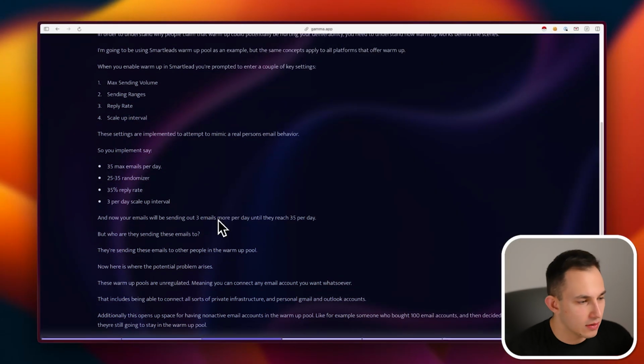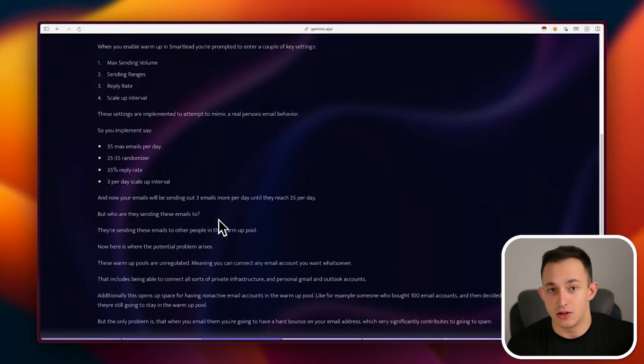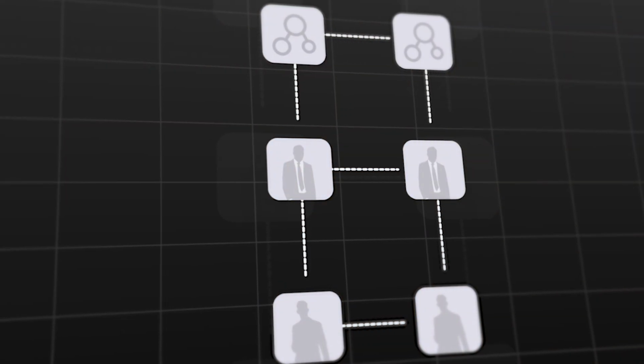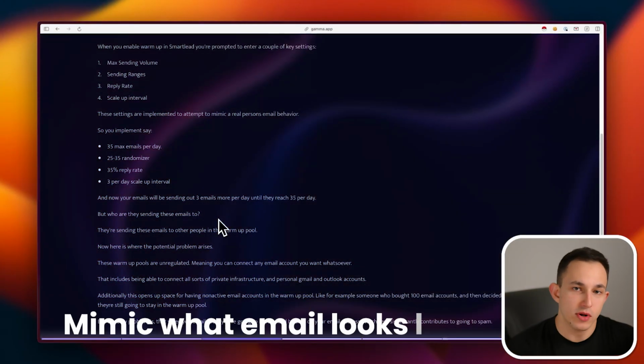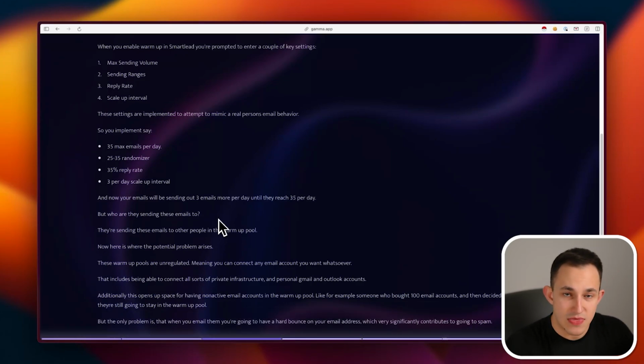What you're basically telling Smartly to do is take your email account and send out 3 emails per day and keep increasing it by 3 emails until you hit that 25 to 35 number. And at that point, the interval will go up, but there will also be a randomizer applied on top of it. Okay. Now, the goal is that when you're doing this, you're making these email accounts look as if they're really at a real company communicating with each other, with customers, and with everyone else. You're trying to mimic what real email use looks like. Okay, so the idea is you have this warm-up pool, and that's who you're sending to.